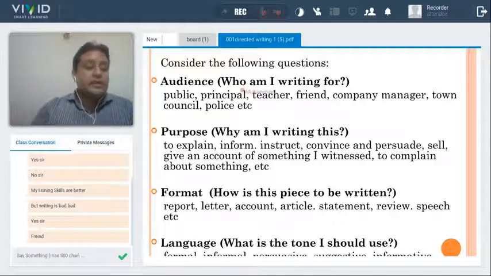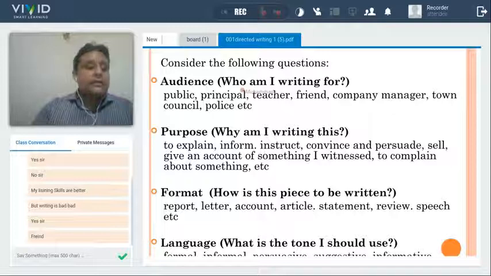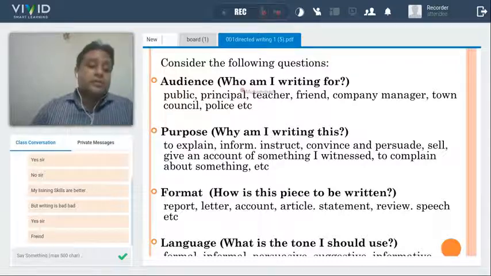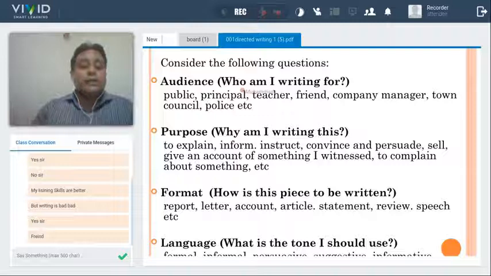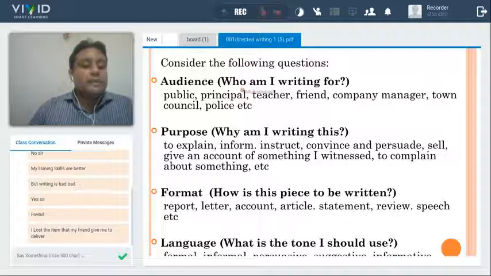If there is a marketing thing, you are writing a letter or a promotion or an ad, a promotional pamphlet or leaflet or something. So your purpose can be to sell a product of your business and all that. Give an account of something I witnessed. You may write an account. In your example, you don't have to write it because that was a notepad. Or to complain about something.